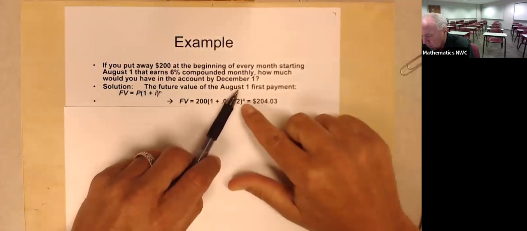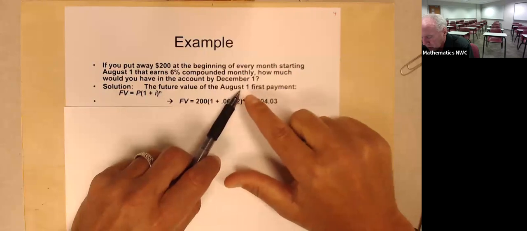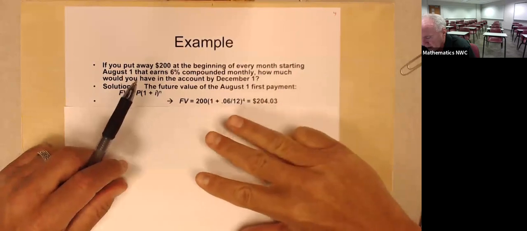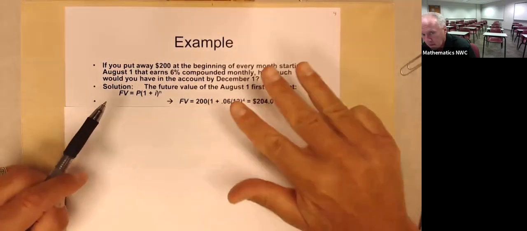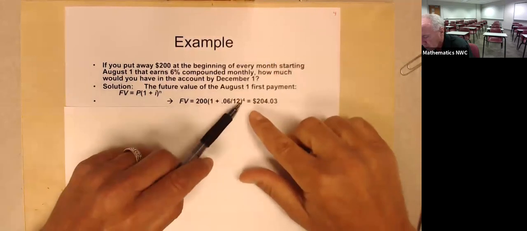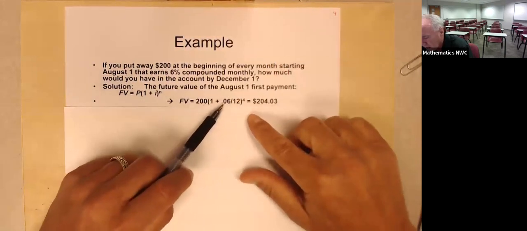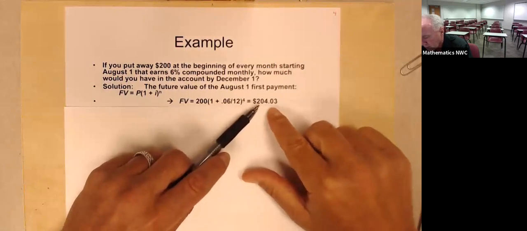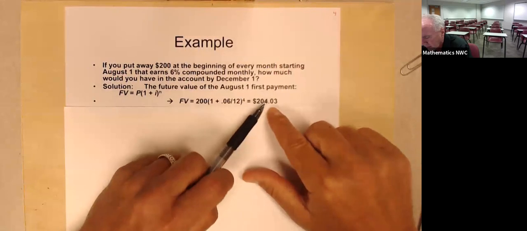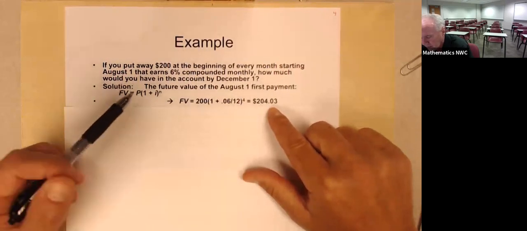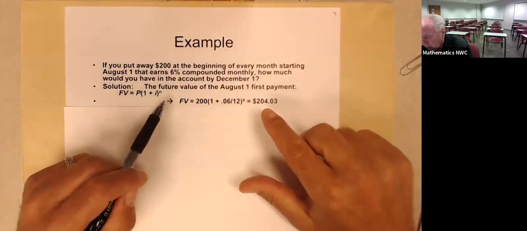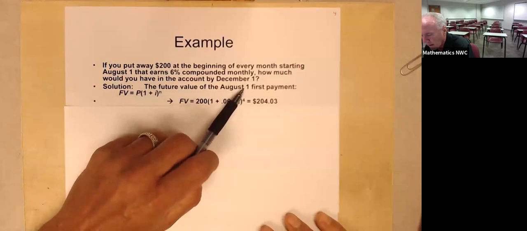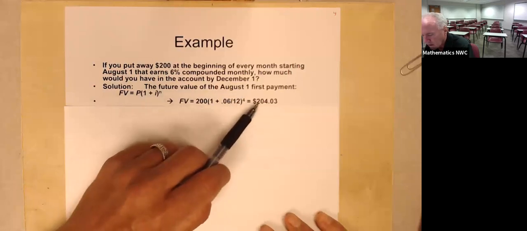Where did the 4 come from? Well, from August 1 is when we started. So by September 1, it's 1 month. October 1 is 2. November 1 is 3. December 1, when I take it out, I've got 4 months in there. That's why this payment of 200 is going to be earning interest for 4 months. It'll be worth $204.03 at the end of 4 months. Basically, we had earned $4.03 of interest. Not a huge amount, but I want you to understand how this works. This was the August 1 payment. It grew to 204.